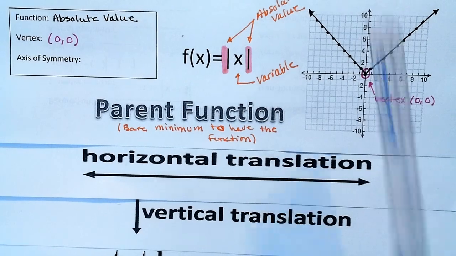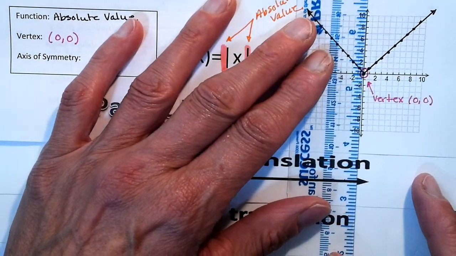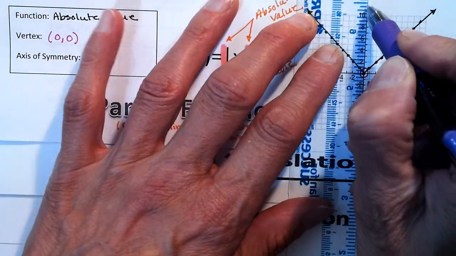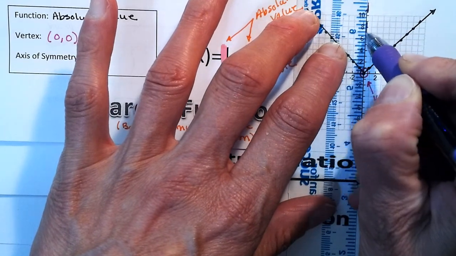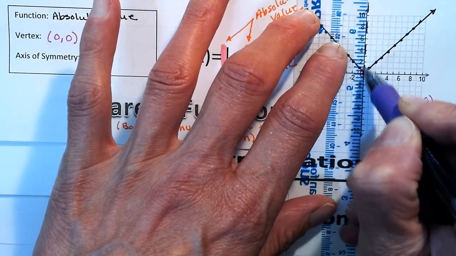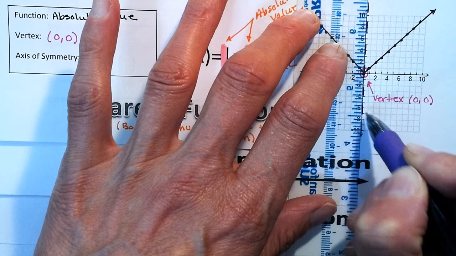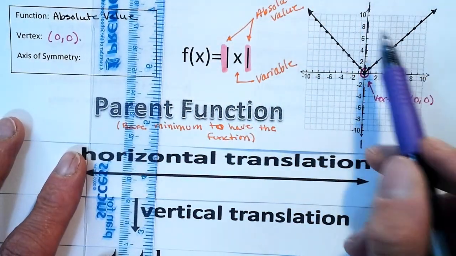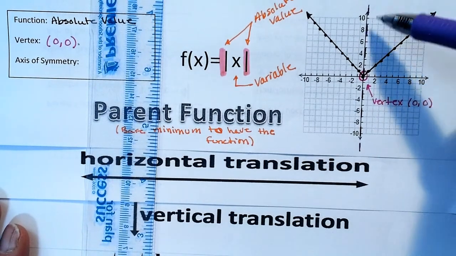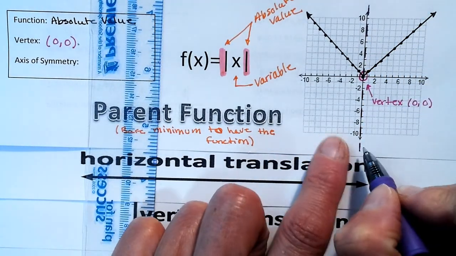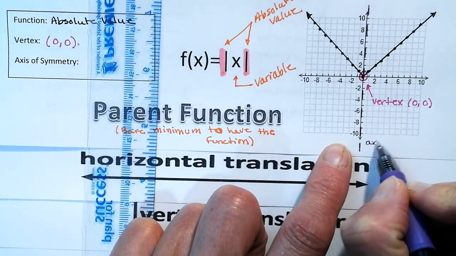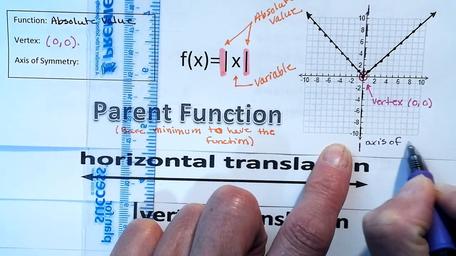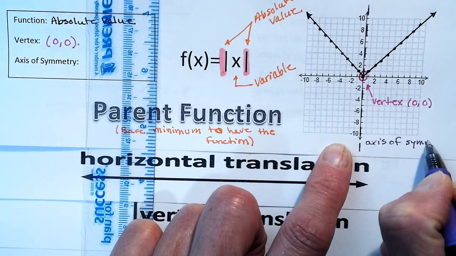So the axis of symmetry is where I could fold my function in half, and it would be the same on the left and the right. It would fold over. It's balanced, in other words. It's balanced on the left and the right. You can see I did this as a dashed line. This here is my axis of symmetry.